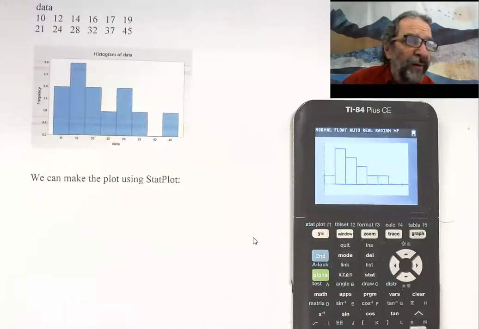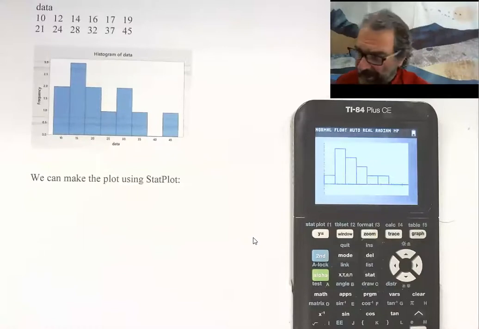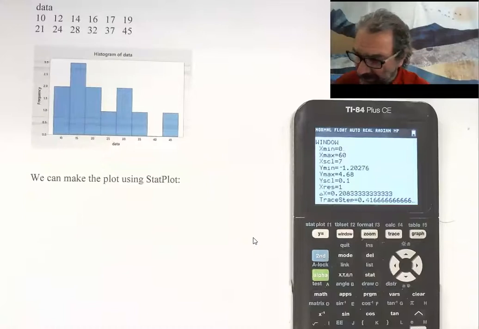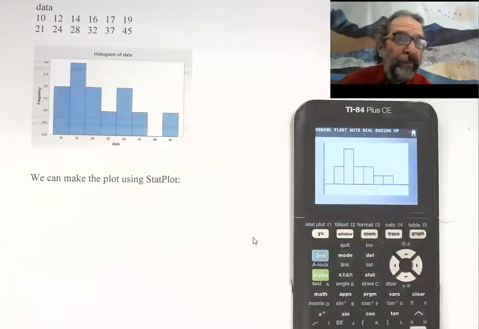So the other zoom stat didn't quite catch what I thought it should, because 10 was there. It wasn't showing me 10. That's funny. I'm going to go to window again. I'm going to make it 0 to 60. Ah, beautiful. Okay, so there's our version of the graph. Zoom stat should have taken care of it, but it didn't seem to do it. There we go. Anyway, there we are.